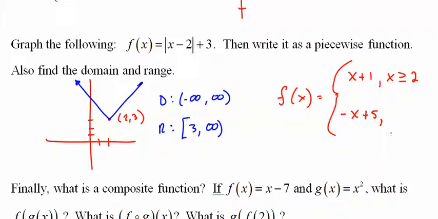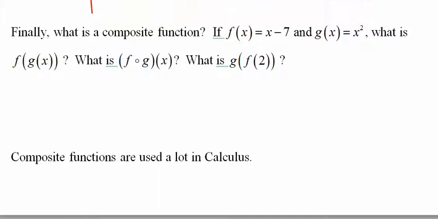And x is less than 2. So let's check it out. 2, negative 2 plus 5 is 3. Works out. So that's how we write a piecewise function. There's no rhyme or reason. We just kind of slap it up there and pray it works out. And you constantly check your work and make sure it's good.